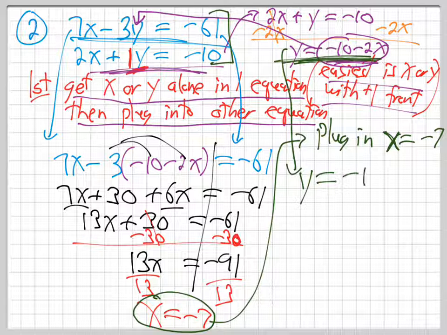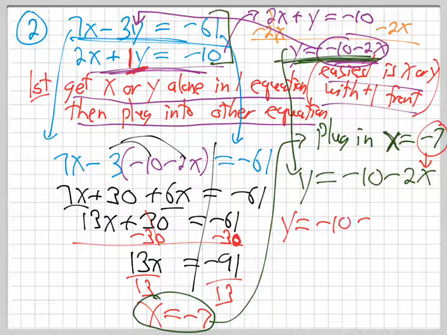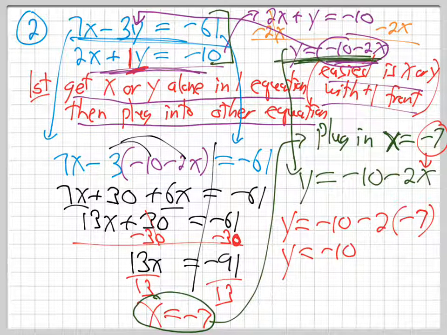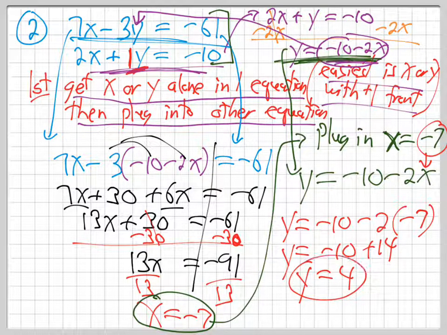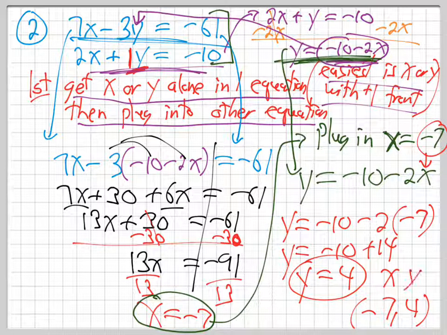Y equals minus 10 minus 2x. Why is that the easiest place? Well, because y is already alone there. Y, what I'm looking for, is already alone. So we get y is minus 10 minus 2 times minus 7. Y is minus 10 plus 14. Y is 4. There we go. The answer is minus 7, comma 4, x, comma y. They want the two numbers with the parentheses and the comma in between, x, comma y. There we go.